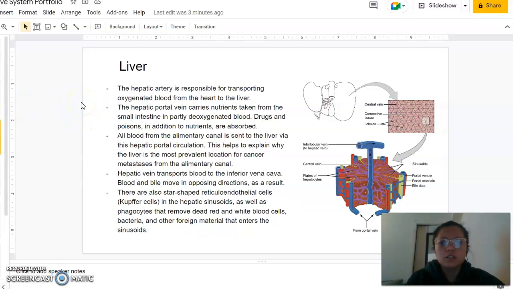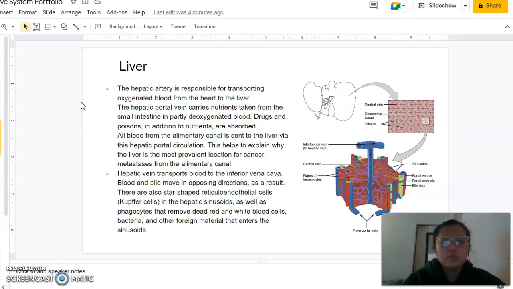So as shown in the picture, the hepatic artery delivers oxygenated blood from the heart to the liver, and the hepatic portal vein delivers partially deoxygenated blood containing nutrients absorbed from the small intestine. In addition to nutrients, drugs and toxins are also absorbed. After processing the bloodborne nutrients and toxins, the liver releases nutrients needed by other cells back into the blood, which drains into the central vein and through the hepatic vein and then to the inferior vena cava.